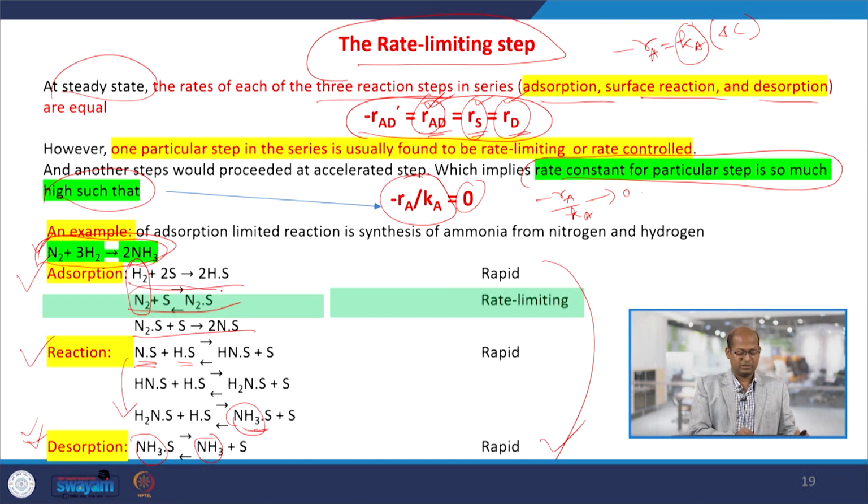In most cases it has been observed that the adsorption of nitrogen is the rate limiting step, while the rest are rapid reactions, but this is the very slowest reaction. So based on that, the overall reaction rate would be slow.